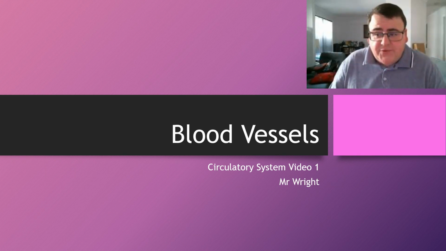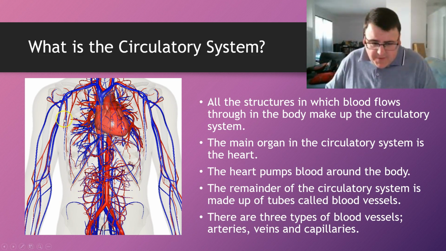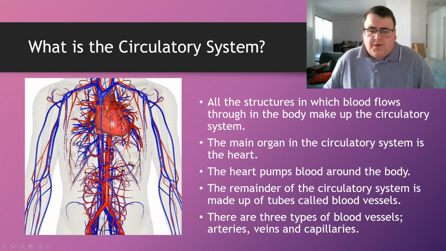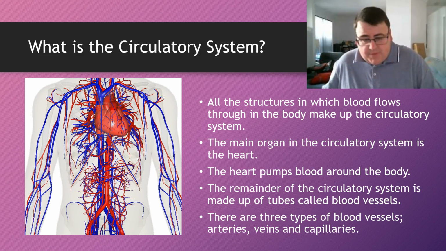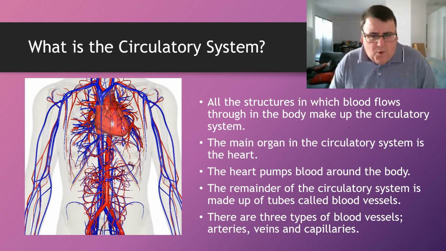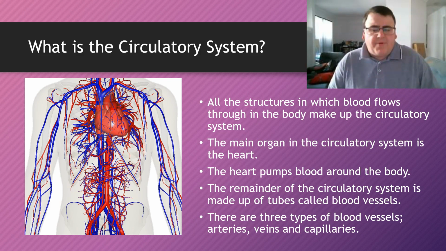Let's start with some blood vessels. So first off, we probably need to talk about what is the circulatory system. We have a diagram here of roughly what the circulatory system looks like. The circulatory system is basically all structures in which blood flows throughout the body, and all of them grouped together are classified as the circulatory system. The one main organ in the circulatory system is the heart, and the heart's responsible for pumping blood all around your body. The rest of the circulatory system is all made up of the different blood vessels.